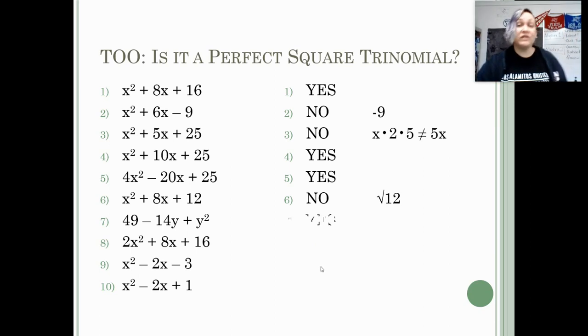All right, number 7 is a yes. Number 7 works. It's 7 times 2 times y, and that's 14.